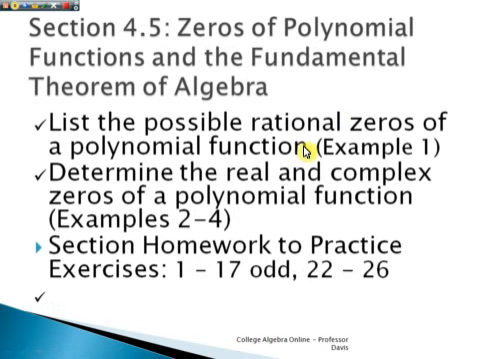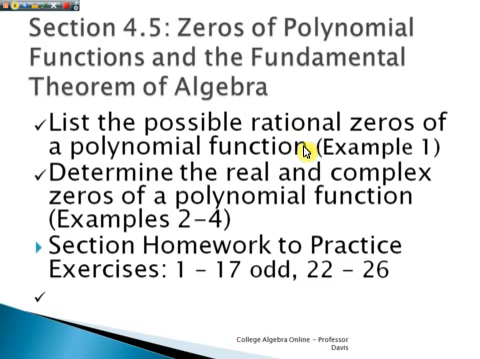This expounds on what we talked about in section 4.4 with using synthetic division as a tool. This is on zeros of polynomial functions and the fundamental theorem of algebra. First, in this section, we want to be able to list the possible rational zeros of a polynomial function. That uses what's called the rational zeros theorem. That's where we take the factors of the constant divided by the factors of the leading coefficient and write all the different possibilities for rational zeros.